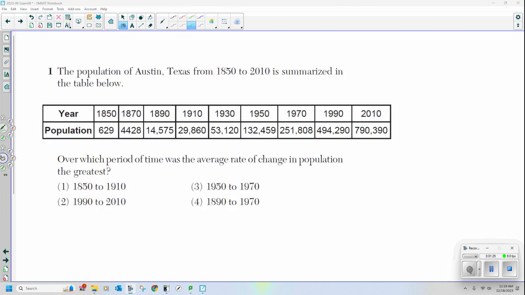Problem 1, the population of Austin, Texas. Oh, I'm a Dallas Cowboys fan, so anything Texas I love, but I'm from upstate New York.